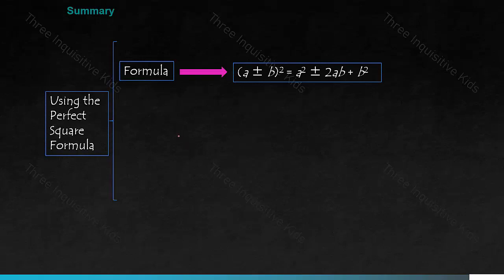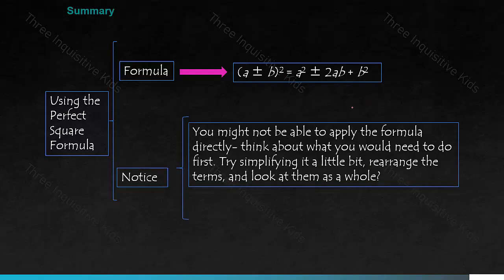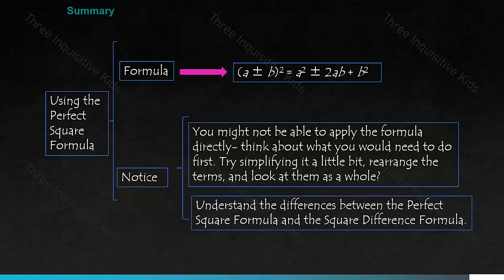The formula is a plus or minus b squared equals a squared plus or minus 2ab plus b squared. And I want you to remember that you might not be able to apply the formula directly. Think about what you would need to do first. You can try simplifying a little bit and then rearrange the terms and maybe look at some terms as a whole. And we need to understand the differences between the perfect square formula and the square difference formula.